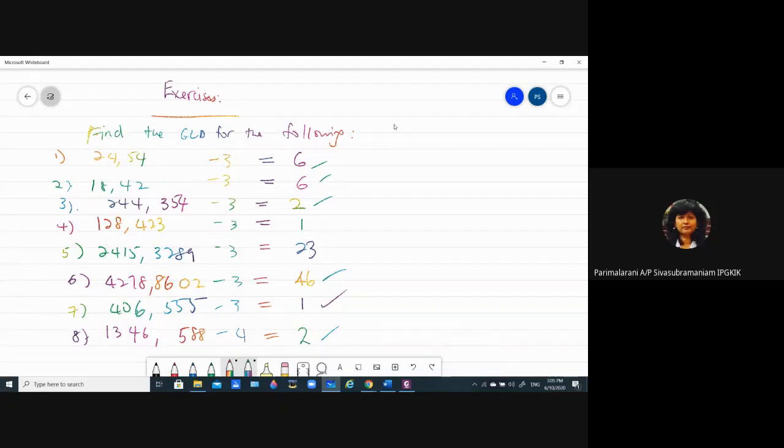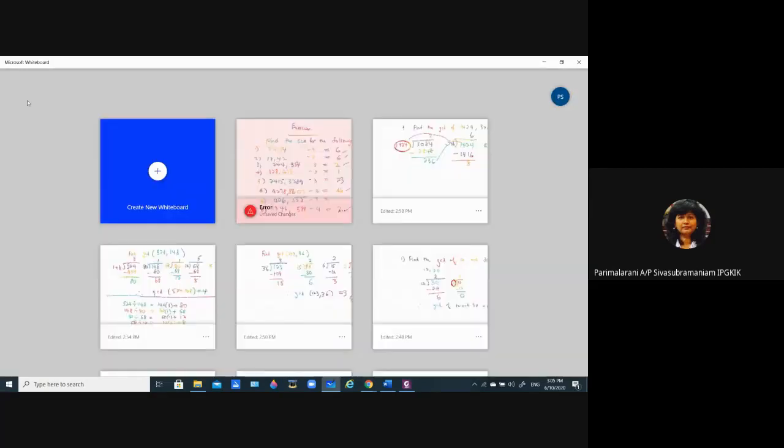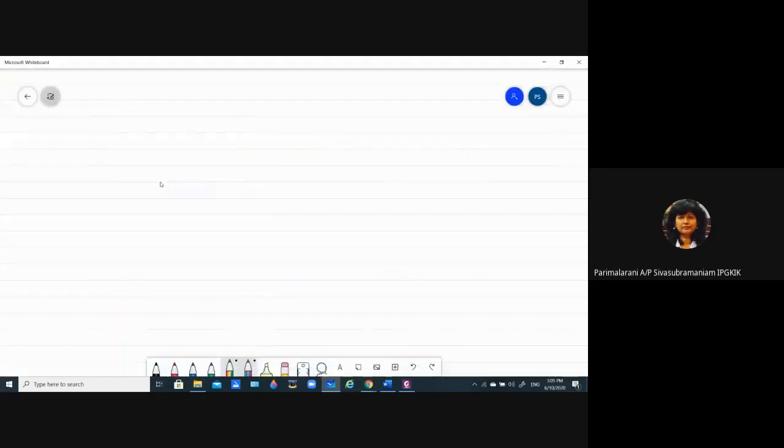All done already, yeah? Okay, so we have looked at how we can use the Euclidean algorithm to find the GCD, greatest common divisor, which is also HCF. In the last lecture, we found HCF using prime factorization and Venn diagram, okay? So you can also use this method to find HCF. Now you have 2 methods to find HCF.